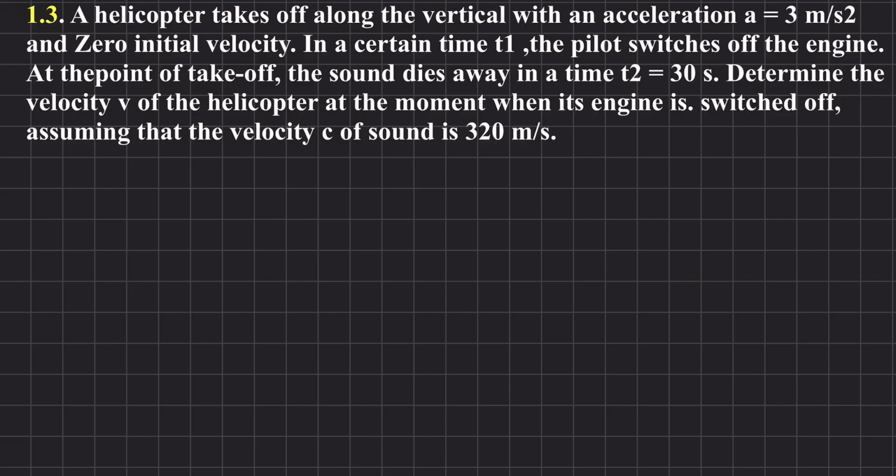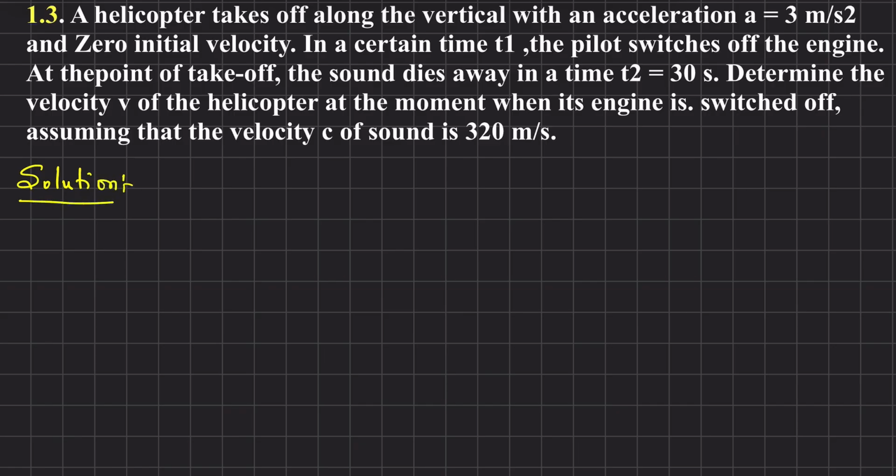Okay, so without any further ado, guys, let me formally read this question once, and in parallel I will make the figure also. So if you see what it is saying: a helicopter takes off along the vertical with an acceleration of 3 meter per second square and zero initial velocity. So if I write the solution here, you can see there is, let's say, this is your helipad.